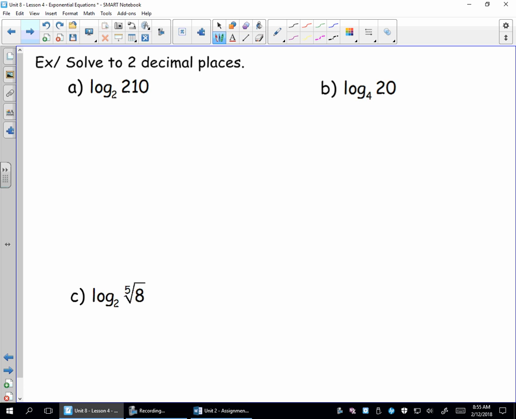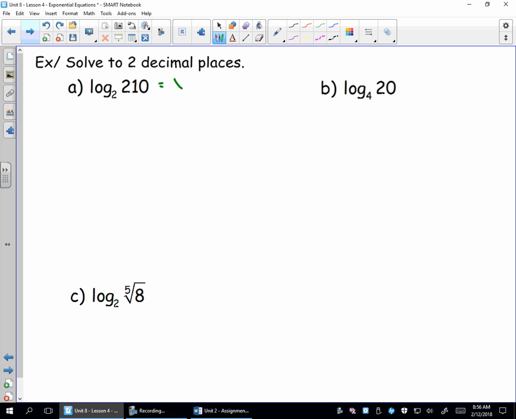Log base 2 of 210. Well, log base 2 of 210 is not something from my calculator. And 2 to the power of something doesn't make 210. I can make 256, that's 2 to the 8. I can make 128, it's 2 to the 7. So somewhere between 7 and 8 is the answer, but I can't solve it the way it is.